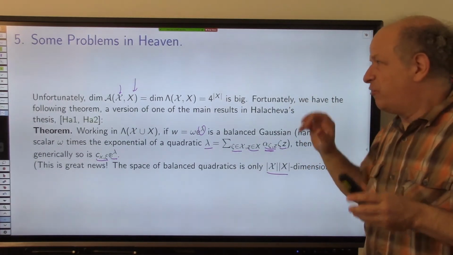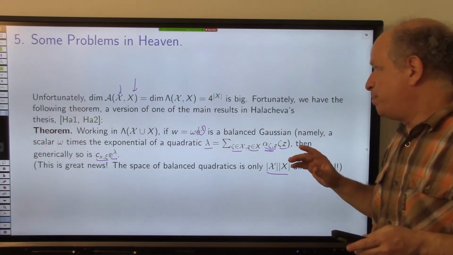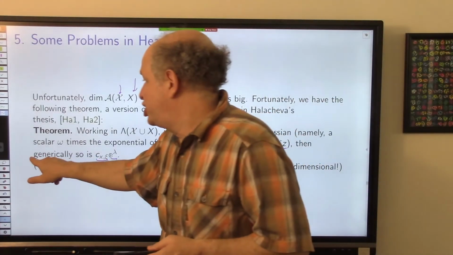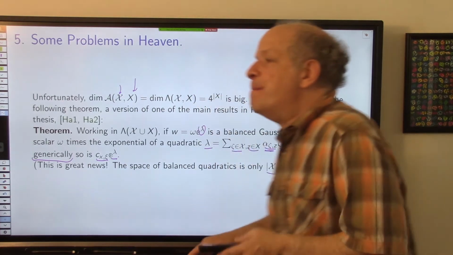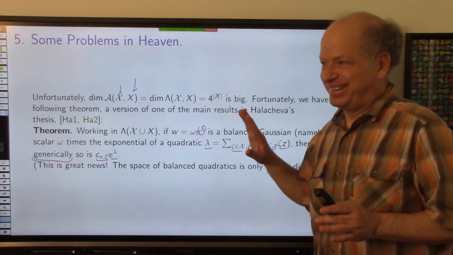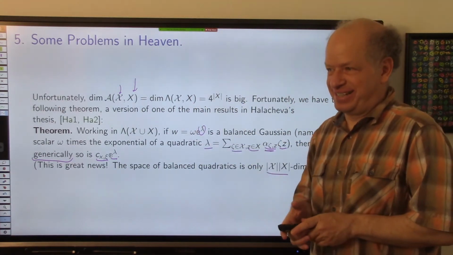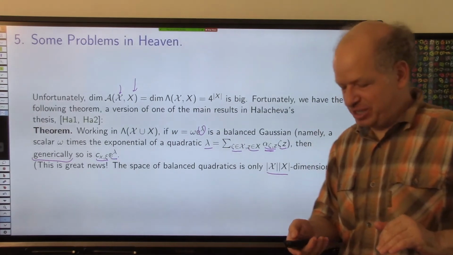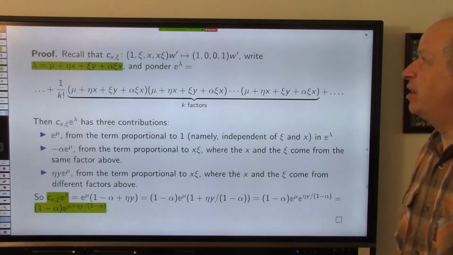There is a little bit of bad news here, and the bad news is the word generically. Mostly you can do it. There are exceptions. We will see the exceptions in a moment. Anyway, let's prove this theorem.